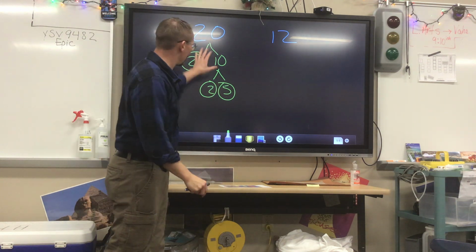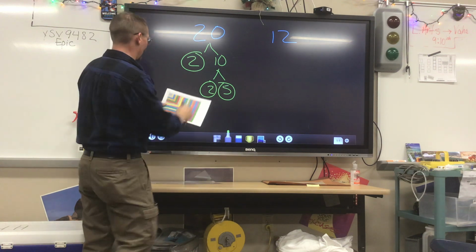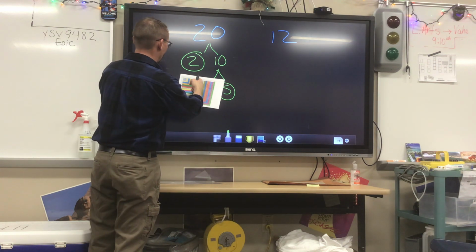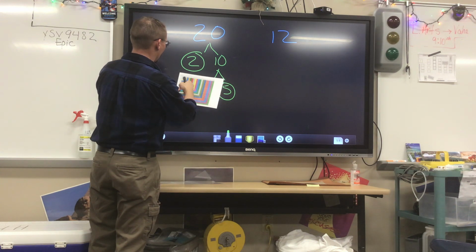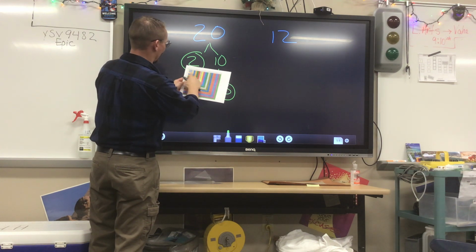And again, all we're doing here is dividing. I could be using my list here. What does 10 break down into? Let's see, 10, I can find it over here. It can be 5 times 2.